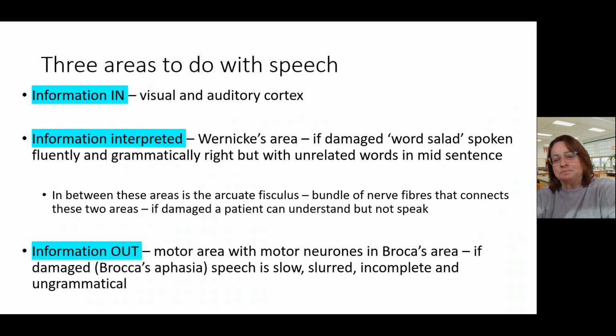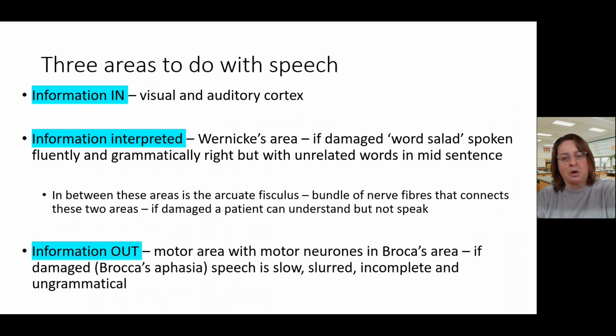You will need to get one of the accessory areas that I've mentioned earlier, the arcuate fasciculus. That one is where you've got a bundle of nerve fibers that are actually in interplay between the Wernicke's area and the Broca's area. Okay, so now we need to get an area of the brain that actually then tells the motor neurons which muscles to contract in the vocal cord area, in the mouth and tongue area. So if now the Broca's area, the information out area, is damaged, it's also called Broca's aphasia. Speech can be slurred, slow, incomplete, ungrammatical, but actually the meaning of the words is there.